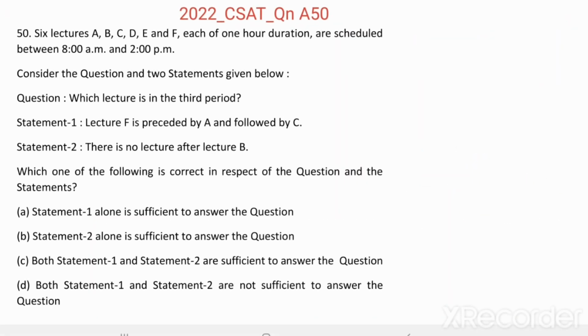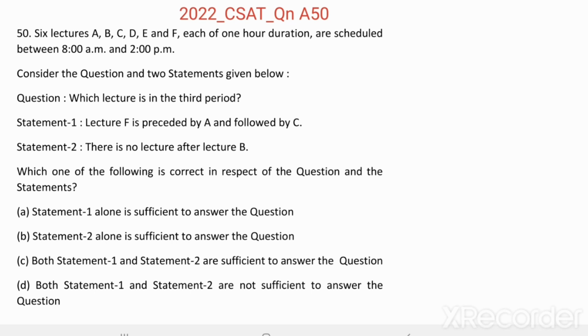Question number 50. 6 lectures A, B, C, D, E and F, each of 1 hour duration, are scheduled between 8 am and 2 pm. Consider the question and 2 statements given below. Question: which lecture is in the third period? Statement 1. Lecture F is preceded by A and followed by C. Statement 2. There is no lecture after B. Which one of the following is correct in respect of the question and the statements?